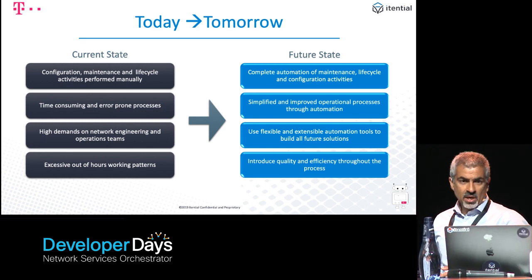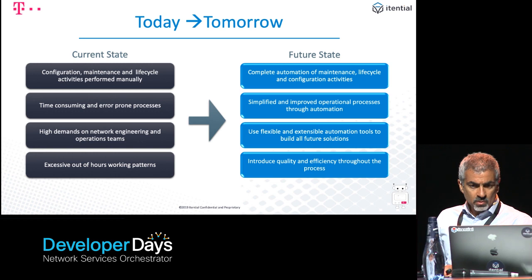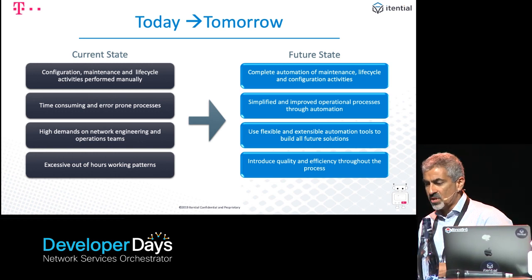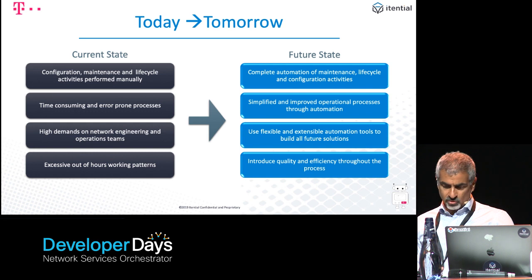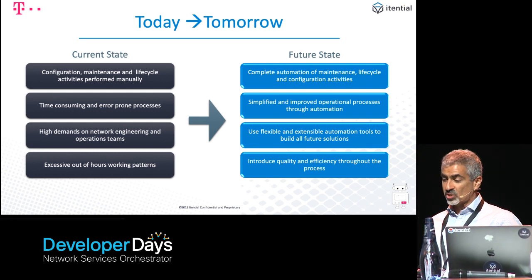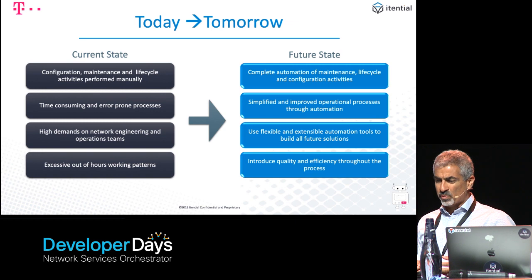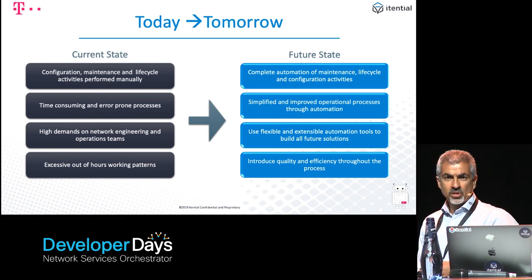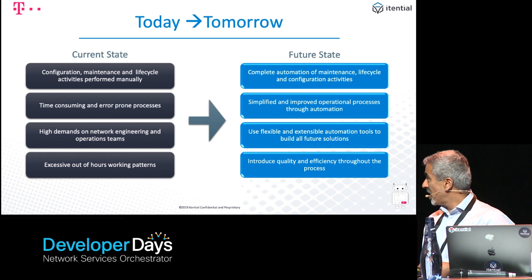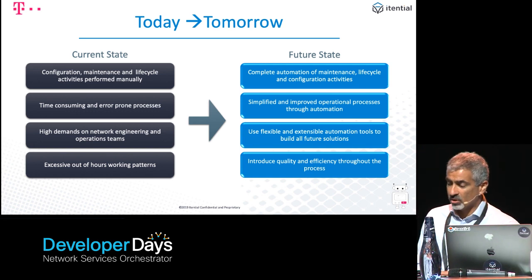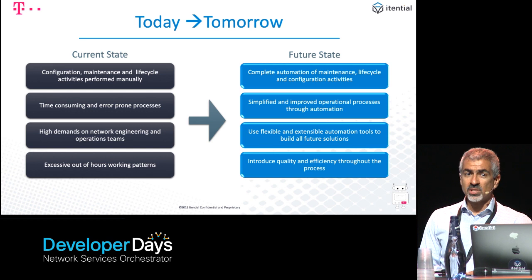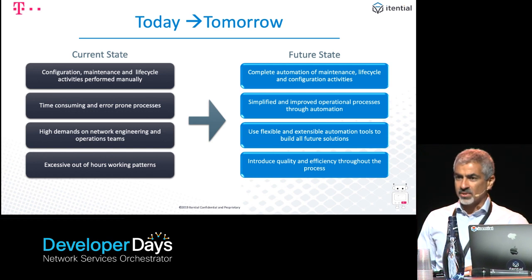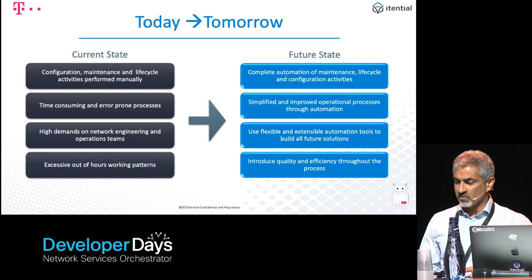So this is the current state to the next state. What we're trying to achieve here is, right now at Deutsche Telekom we have configuration, maintenance, and lifecycle activities. These are all performed manually. They're time consuming, they're error prone, and this essentially results in a lot of demand on the network engineering and the operations teams. And as a consequence, there's a lot of excessive out of hours work. Maintenance windows are quite often late in the night. So there's a human aspect of this that we often forget.